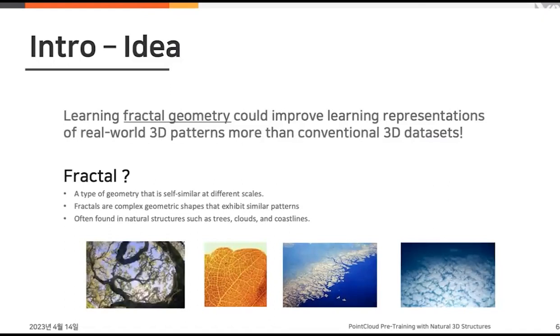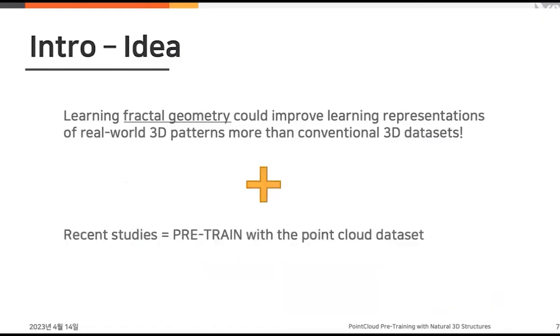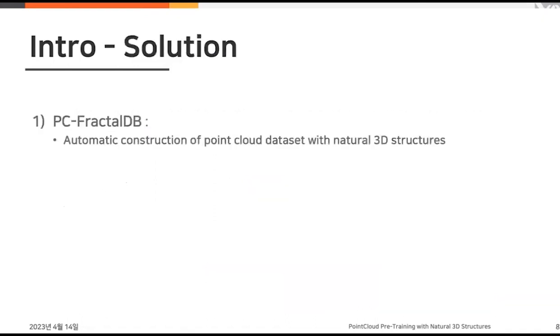So overall, the authors of this paper propose using fractal geometry to learn a representation of real-world 3D patterns. Plus, they thought of the recent trend of studies, which was the pre-training method. So they wanted to somehow create large-scale fractal geometry and pre-train an existing point cloud network with that dataset. So consequently, with careful experiments and thorough verifications, they managed to come up with these two major solutions.